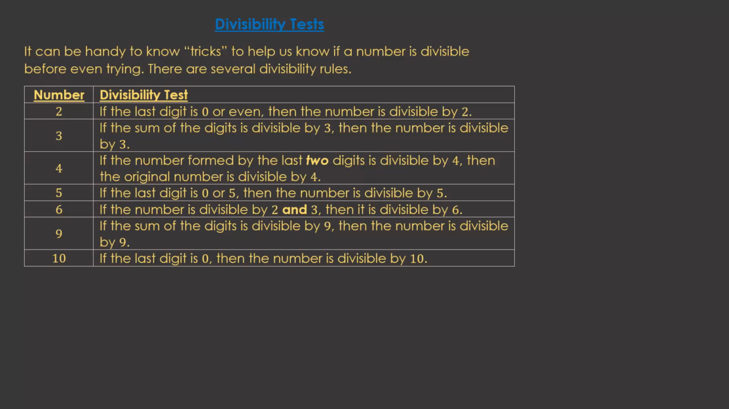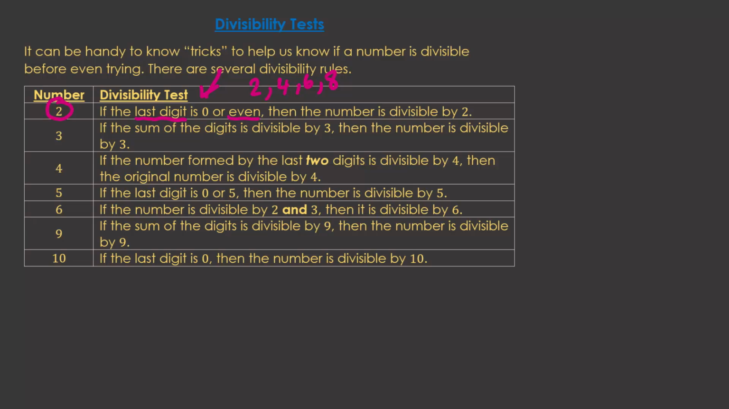Now the first one's very straightforward, for 2. We know that all multiples of 2 are even. So what we really need to do is establish the number we're looking at is even. And all you need to do for that is to look at the last digit of the number. If that last digit in the ones or units column is 0, or an even number such as 2, 4, 6 and 8, then the number itself is even and therefore will divide by 2.